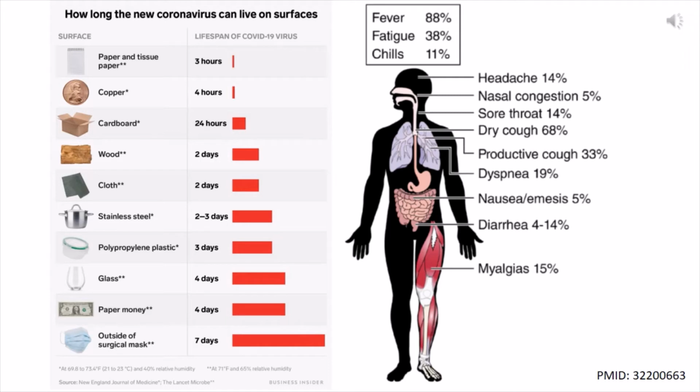Early reports suggest the most common symptoms in SARS-2 infection are fever, 88%, and dry cough, 67.7%, which are shared with many other viral syndromes. Conspicuously, rhinorrhea, 4.8%, and gastrointestinal symptoms, diarrhea 4% to 14%, nausea or emesis 5%, appear to be infrequent in COVID-19.